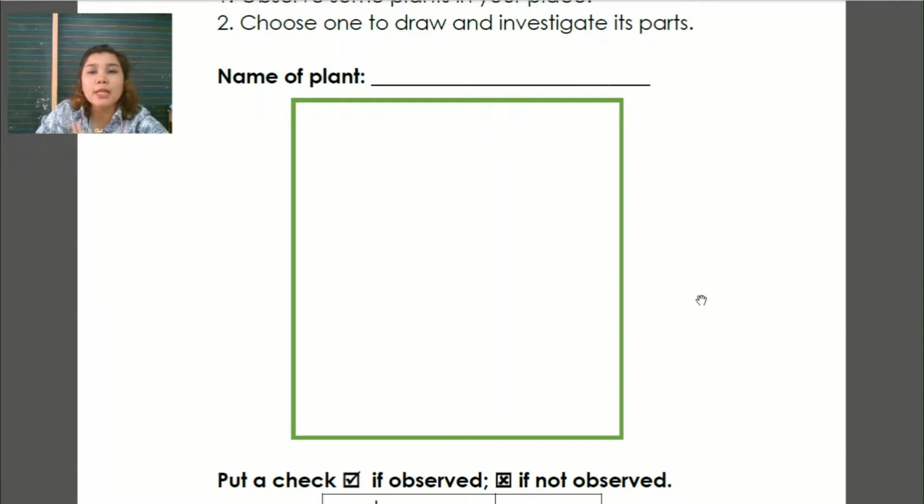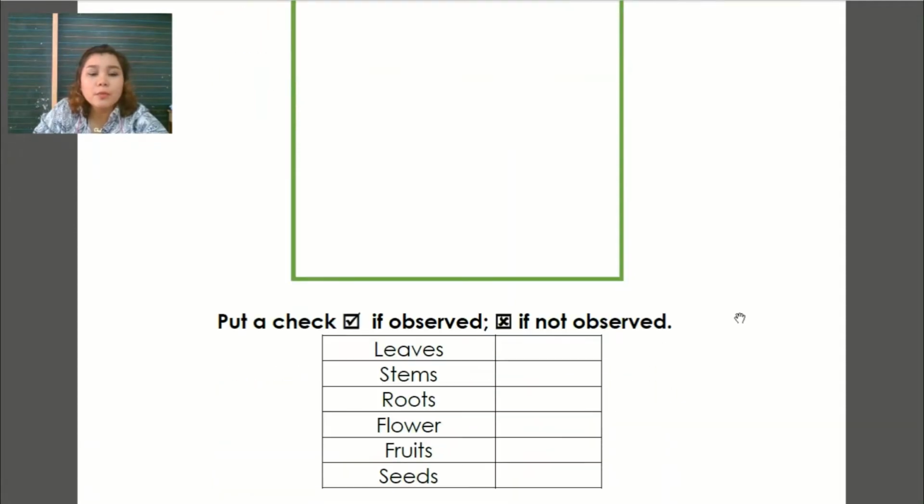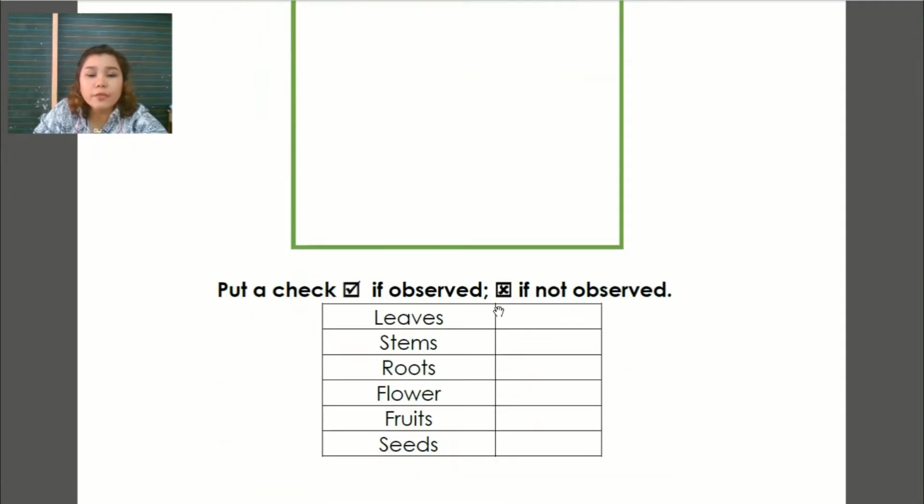Tapos makulayan ng halos eksakto kung ano yung nakita nyong color ng plant. So you can also copy the colors. And then afterwards, when you're done, so put a check if observed, X if not observed. So if you see leaves on the plant that you've seen, so put a check. Stems, roots, flower, fruits, seeds.